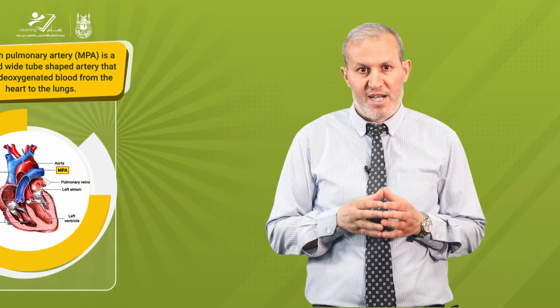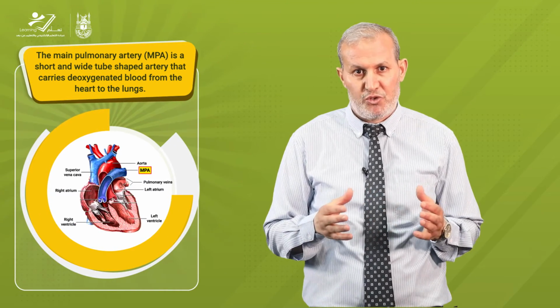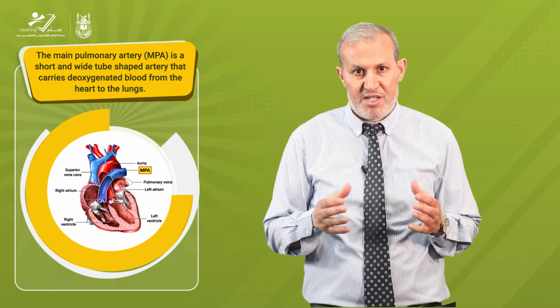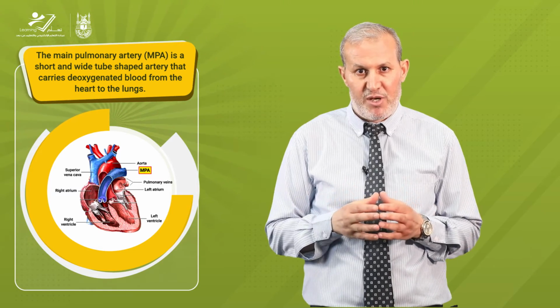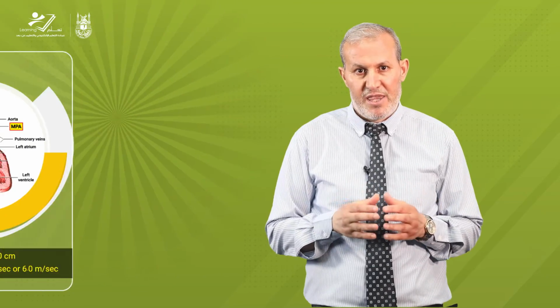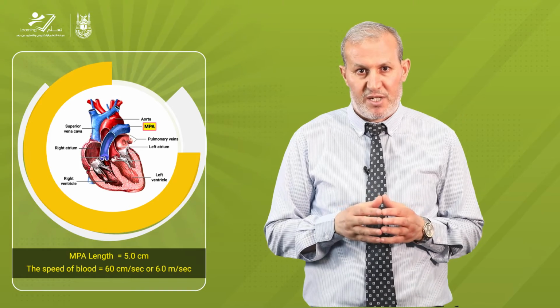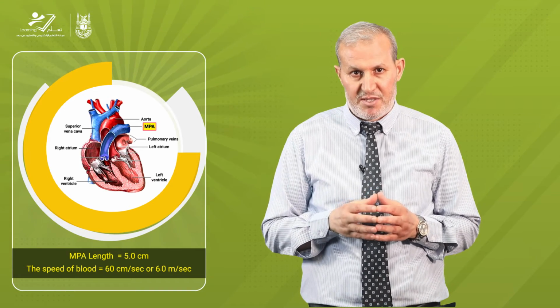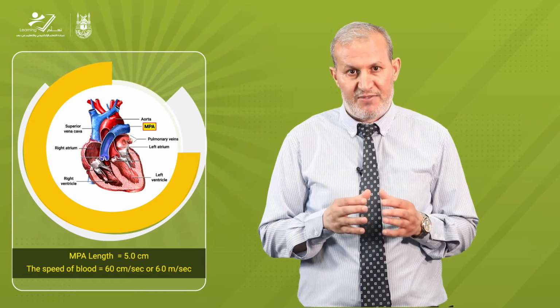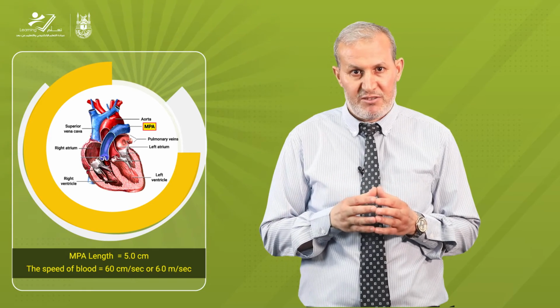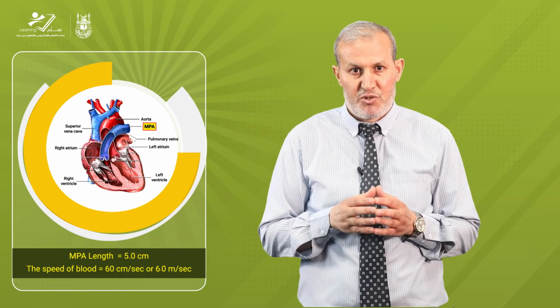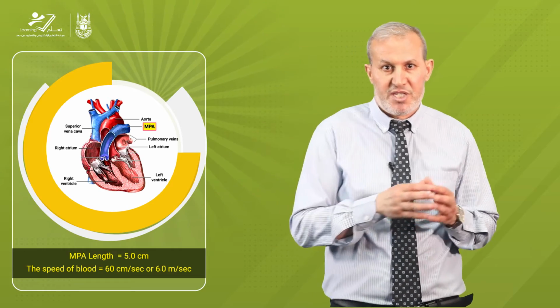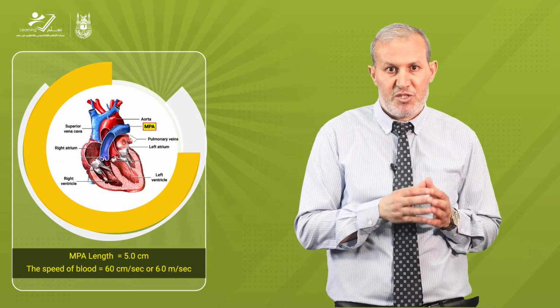The main pulmonary artery is a short and wide tube-shaped artery that carries deoxygenated blood from the heart to the lungs. The typical length of the main pulmonary artery for an adult is about 5 centimeters. The speed with which blood flows through the main pulmonary artery is about 60 centimeters per second, which is equivalent to 0.6 meters per second.